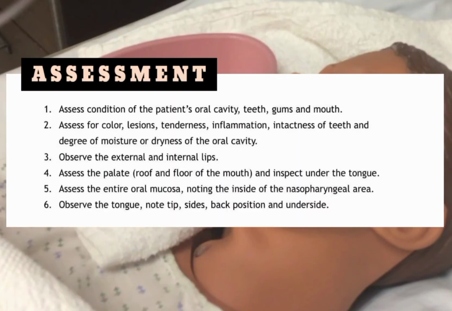For the assessment, assess the condition of the patient's oral cavity, teeth, gums, and mouth. Assess for color, lesions, tenderness, inflammation, intactness of the teeth, and degree of moisture or dryness of the oral cavity. Observe the external and internal lips. Assess the palate, roof, and floor of the mouth, and inspect under the tongue. Assess the entire oral mucosa, noting the inside of the nasopharyngeal area. Observe the tongue, note tip, sides, back position, and undersides.